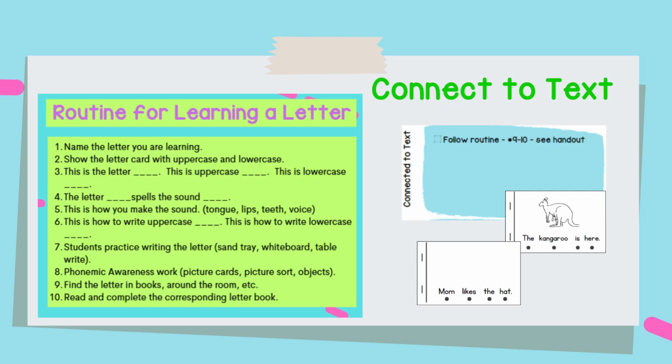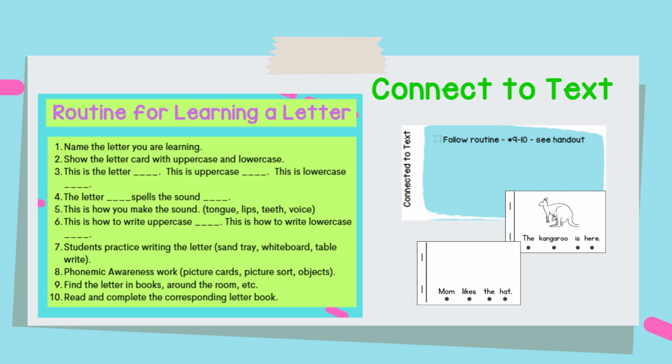So there are 2 things you're going to do. Number 9 is you're going to first find the letter in books. You can use the letter book that you have and have them preview it and find the letter. You can give them other books that you have right at your fingertips and find the letter in those books. Or if they have book boxes or a basket of books that they've already looked at, you can give them that and have them quickly find the letter in books or around the room.